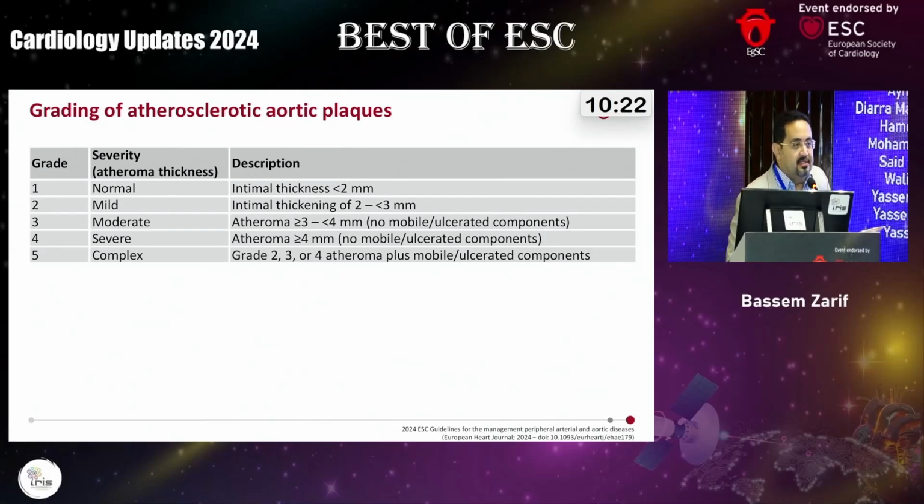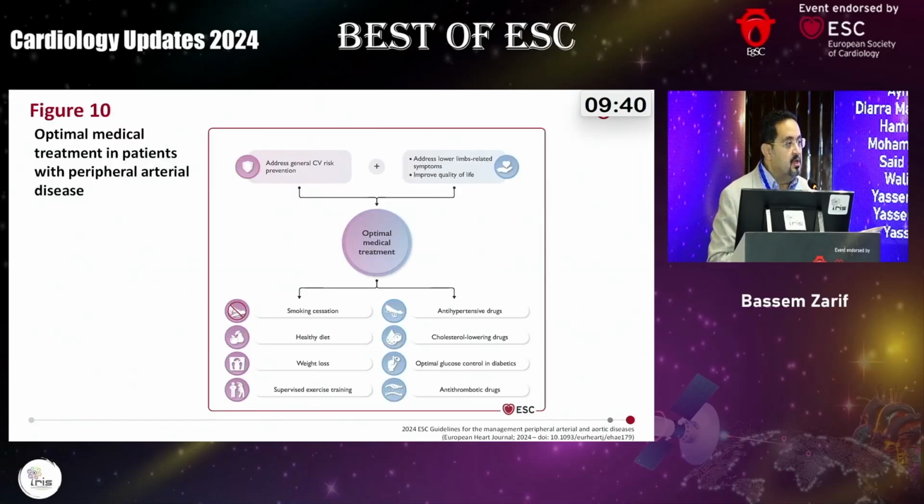And this is how to grade, because in peripheral vascular disease, we can evaluate the arterial system using ultrasound-guided machines. So we have very important classifications, grade 1 to 5, with intimal thickening less than 2, 2 to 3, 3 to 4, more than 4, and complex lesion with grade 2, 3, 4, plus atheromatous, mobile, or ulcerated components. This is very important for the decisions of antithrombotic treatment, because the complexity of the lesions can control our decision for antithrombotic and optimal treatment.